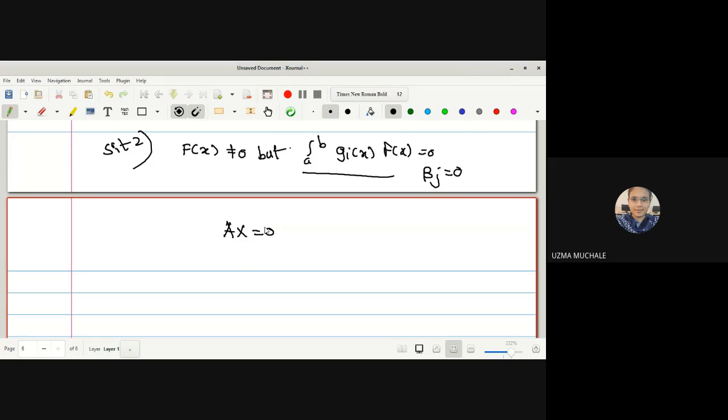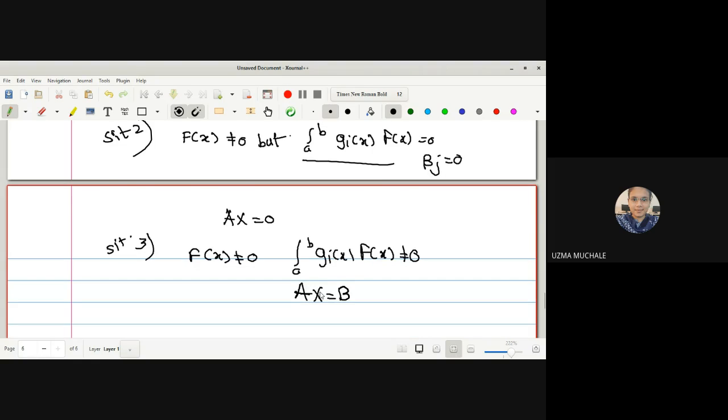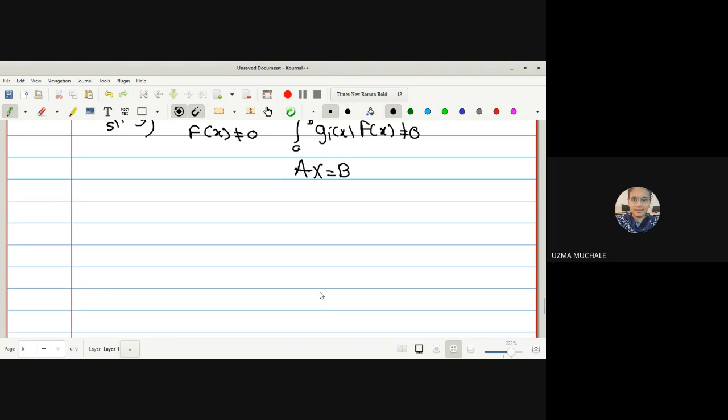Right? And we will have another case, that is situation 3, in which f of x is non-zero as well as the integration a to b gi of x into capital F of x is non-zero. In that case, we reduce to Ax equals b. Now here we have to study those cases. Those who don't remember, I was thinking that at least you should read that, whatever you have studied in BSc. Those who are having a doubt, you can write down those cases.